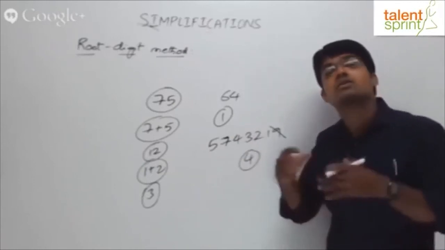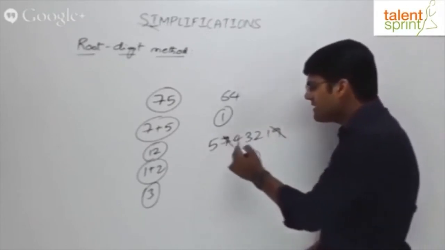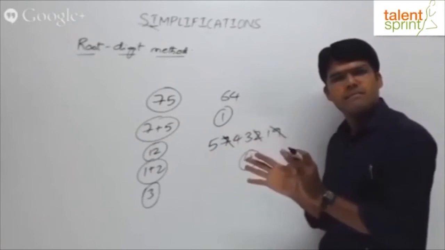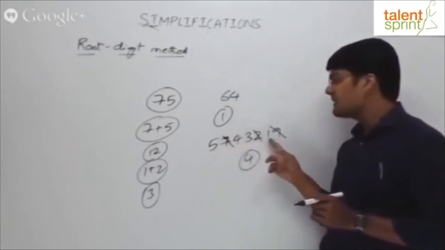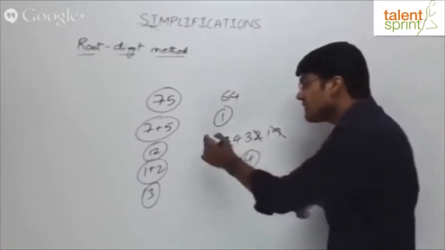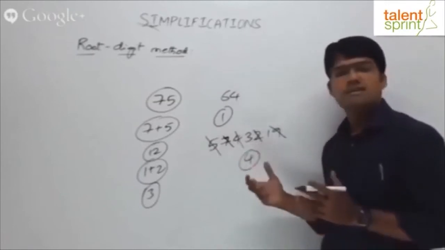Likewise, not just 9. If 2 digits make up 9, you can leave them. For example, in this case, 7 and 2 is 9. 7 plus 2 is 9. Forget about them. Take the remaining ones. 5 plus 4, 9. 9 plus 3, 12. 12 plus 1, 13. 1 plus 3, 4. It's going to be the same. Or 5 and 4 also make up 9. Leave them. 3 plus 1, 4. That's the root digit.